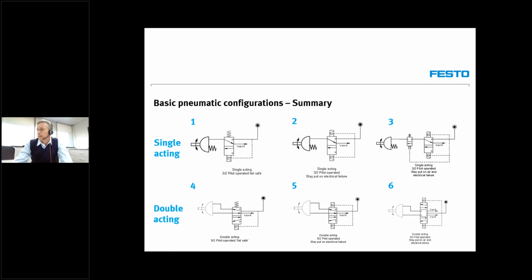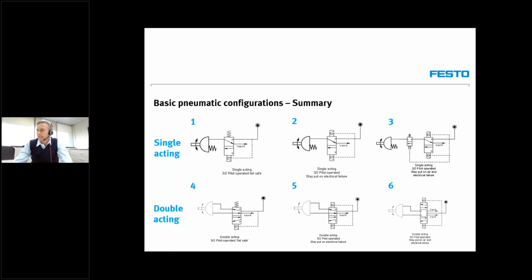At number 2, you will have a stay put on electrical failure. Depending on where the actuator is, as soon as there's an electrical failure, the actuator will stay there. Number 3 is a stay put on air and electrical failure.